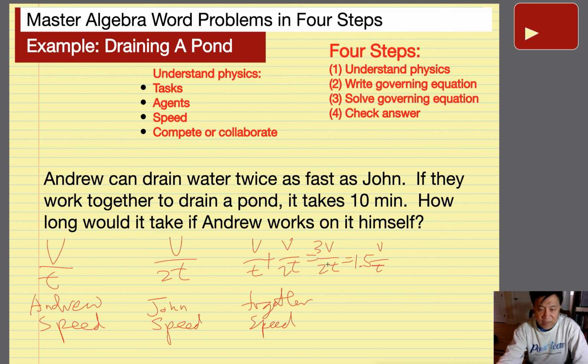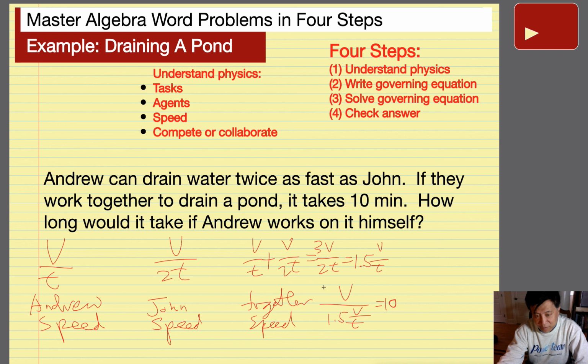Now we know that if they work on this together, it takes 10 minutes. The governing equation in this case is the volume of the pond divided by the speed they drain it together is equal to 10 minutes.